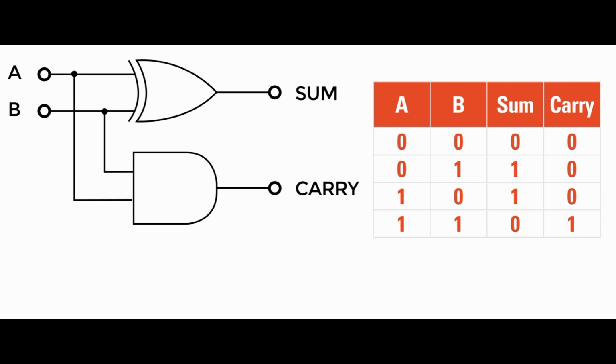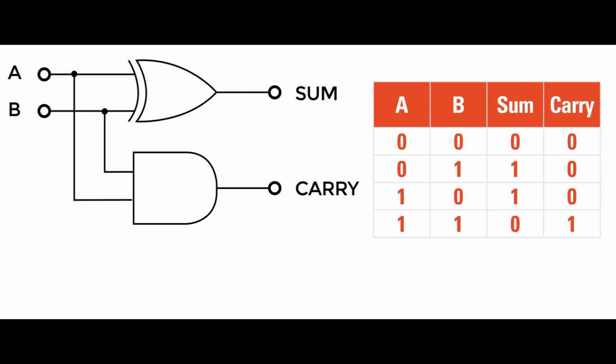Now we will do a half adder circuit. A half adder circuit consists of 2 inputs, and both are binary numbers, either 0 or 1. So when the inputs are 0 or 1, how many combinations can it have? If the inputs are 2, it can have 4 combinations. Either it can be 0 0, 0 1, 1 0 or 1 1.